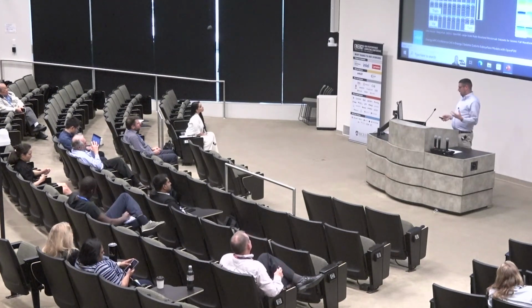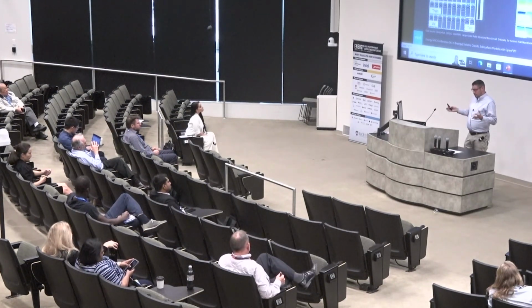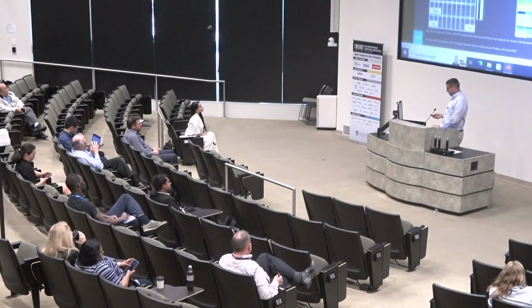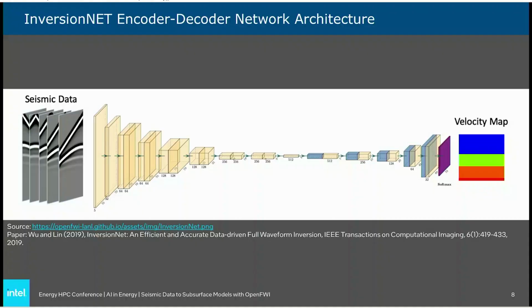I've just highlighted a sampling of some of those training images here. All right, and the neural network that I used was called InversionNet. If you've seen an image like this before, it's very similar to something called UNet. I won't go into great detail now on this architecture, but if you want to learn more, you can go into the OpenFWI paper. And really, you can just Google OpenFWI to learn more.